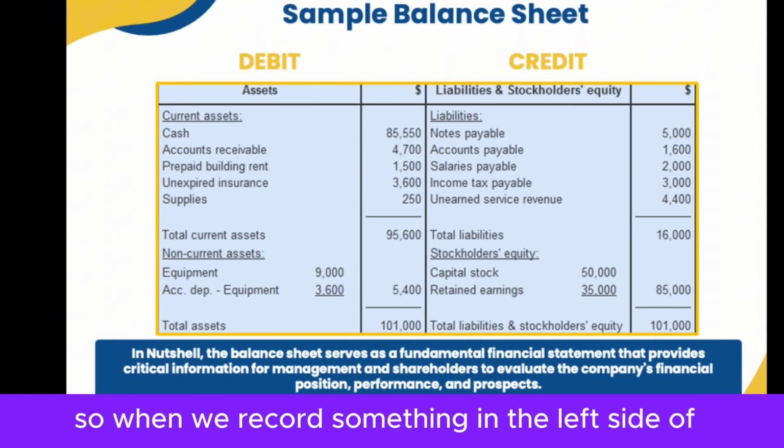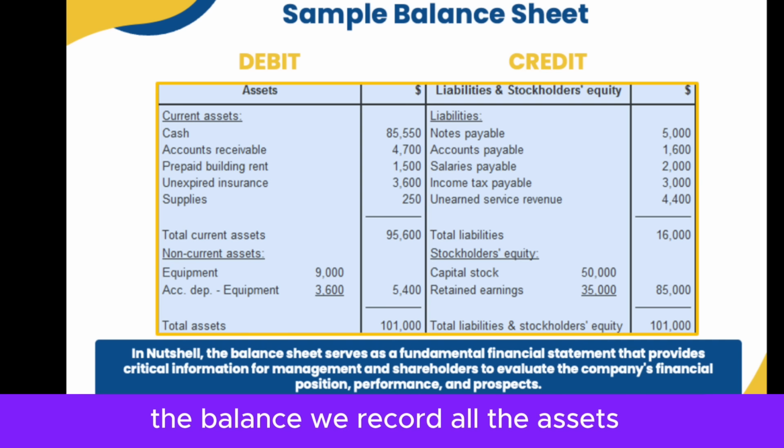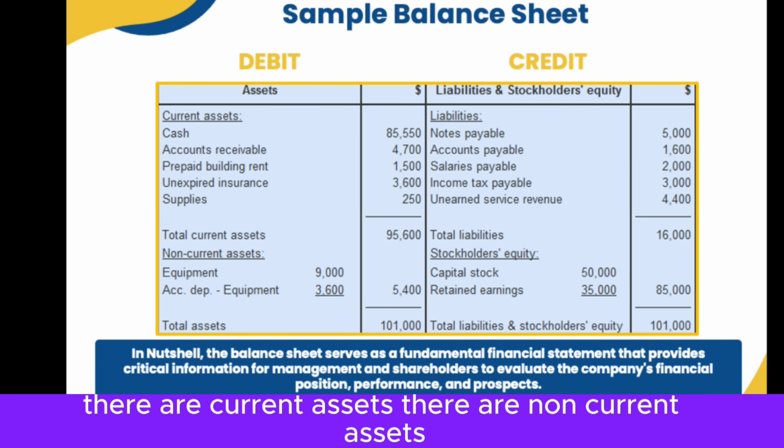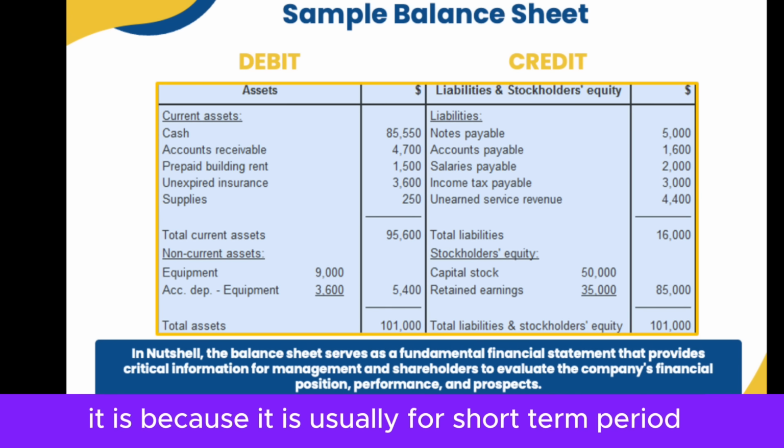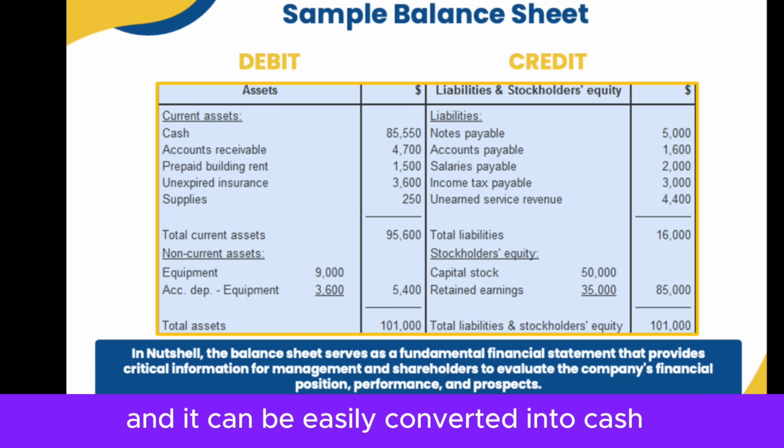So when we record something on the left side of the balance sheet, we record all the assets. There are different types of assets. There are current assets, there are non-current assets. So folks, why do we call it a current asset? It is because it is usually for a short-term period and it can be easily converted into cash and cash equivalents.